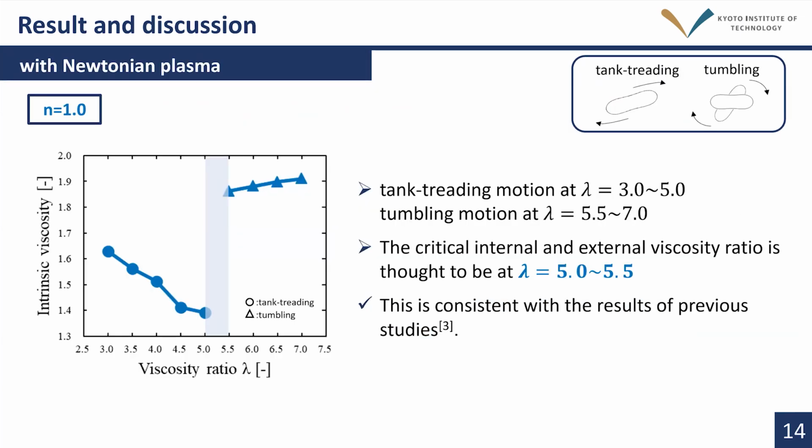First, we investigated the Newtonian plasma. Here, the power law index was fixed to 1. This graph shows the viscosity ratio on the horizontal axis and intrinsic viscosity on the vertical axis. For the symbols in the graph, circles indicate tangential motion and triangles indicate tumbling motion. When lambda is between 3 and 5, RBC exhibits tangential motion. And when lambda is between 5.5 and 7, RBC exhibits tumbling motion. The critical internal and external viscosity ratio is thought to be where lambda is between 5 and 5.5. This is consistent with the results of previous studies.